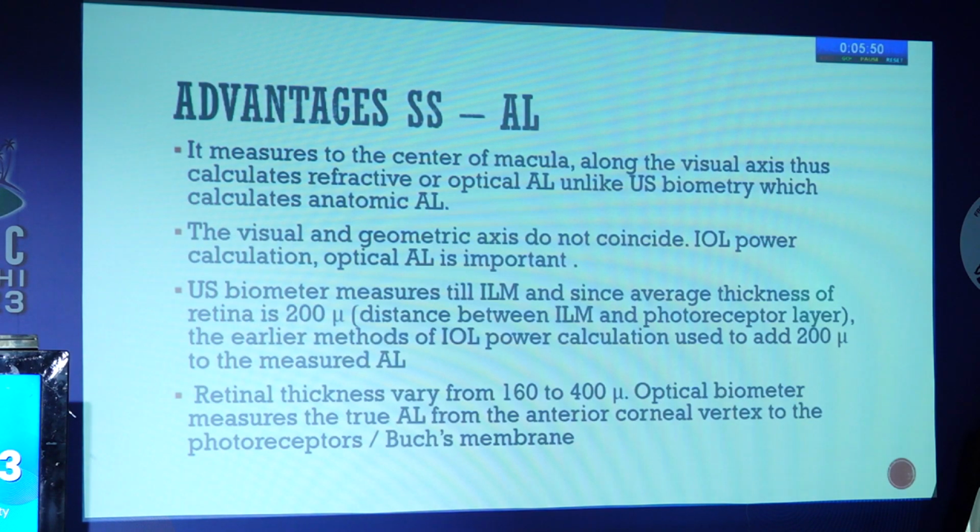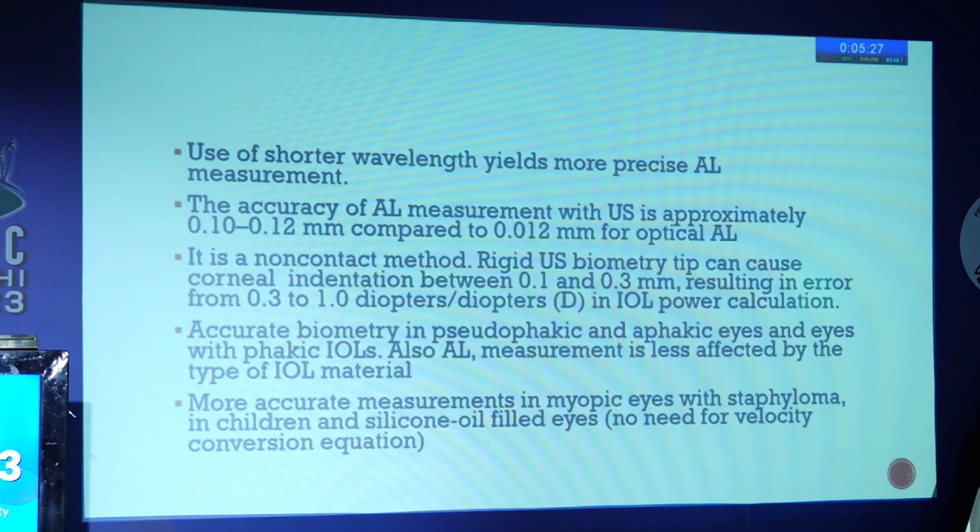the distance between the ILM and the photoreceptor layer, the earlier methods of IOL power calculation used to add 200 microns to the measured axial length. Retinal thickness varies from 160 to 400 microns, and these optical biometers measure the true axial length from the anterior corneal vertex to the photoreceptors or up to the Bruch's membrane. And the use of a shorter wavelength yields more precise axial length measurement.